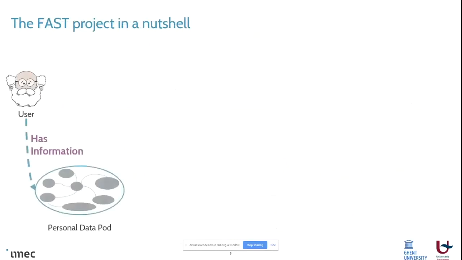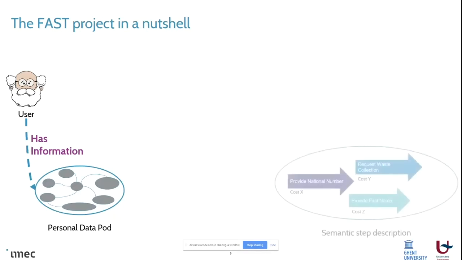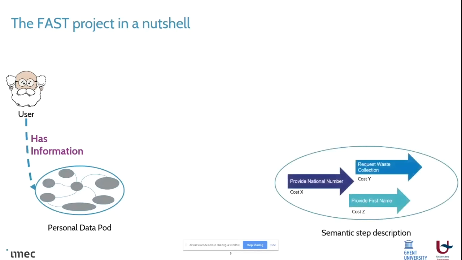So the FAST project in a nutshell, I promise to keep it high level. We have, of course, the user, who has certain information. And this information, we assume, lies on a trusted server from the government or maybe another application, and consists of information which is already known about the user, provided, for example, in the past. And there we also assume a graph model because we are also using RDF data. Then, of course, from the governmental side, we have all these steps to provide, to execute, where we have semantic step descriptions.